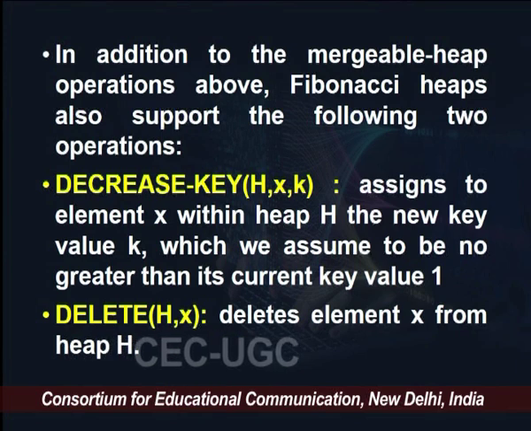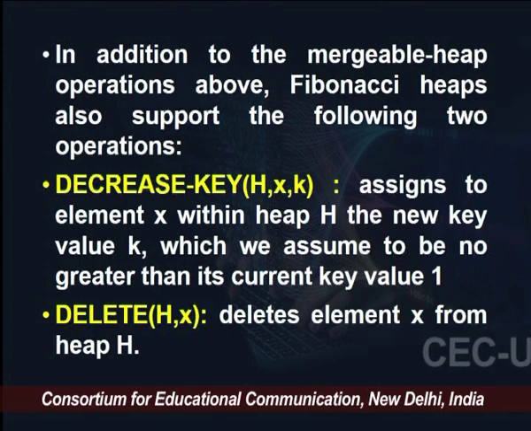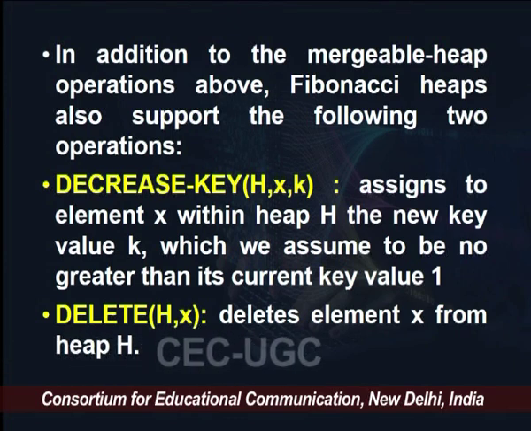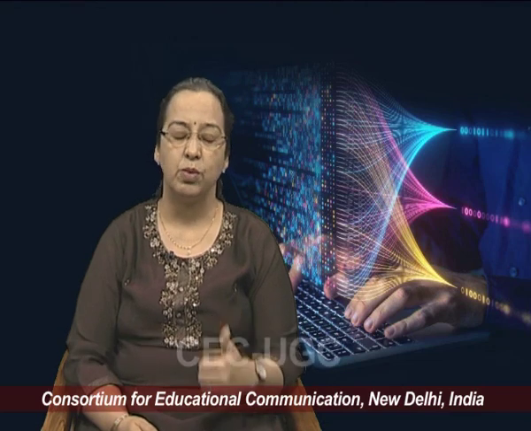After that, there is an operation which is delete h comma x. So, h again is the pointer, or we can say the handle, to the heap, and it will delete the element x from the heap h. So, apart from the mergeable heap operations, your Fibonacci heap also supports these 2 operations. One is the decrease key operation, another one is the delete operation.